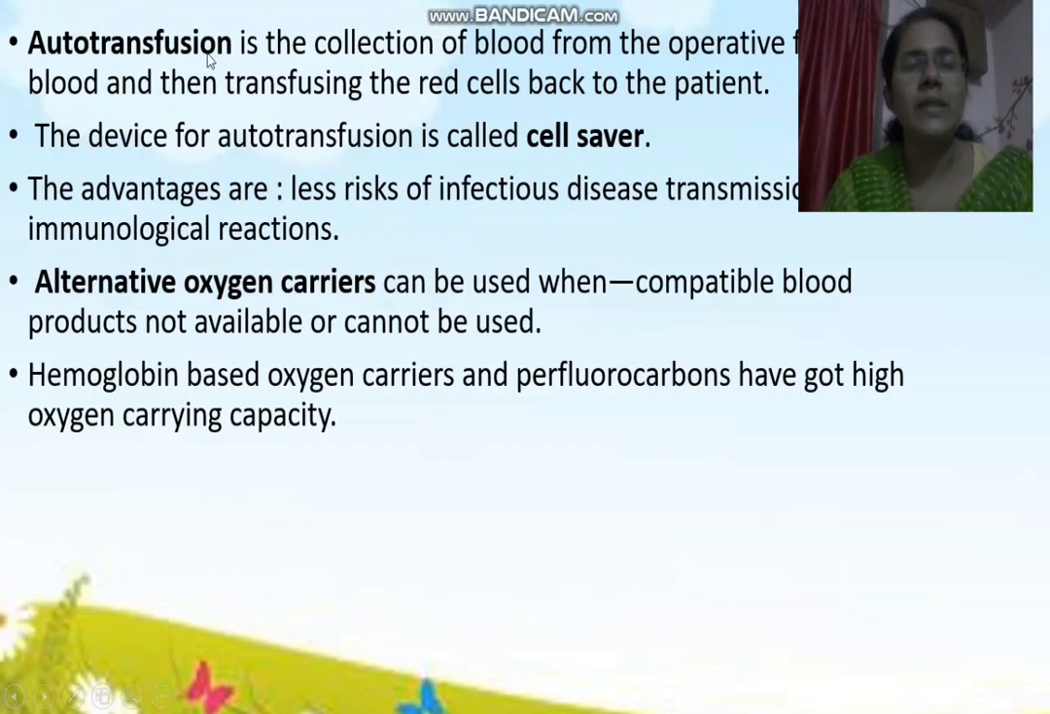Next, autotransfusion. It is the transfusion of the same blood to the same patient. Autotransfusion is a collection of blood from the operative field, filtered, and the same blood is then transfused, the red cells, back to the patient. The device of autotransfusion is called cell saver. The advantages are less risk of infectious disease transmission and immunological reaction.